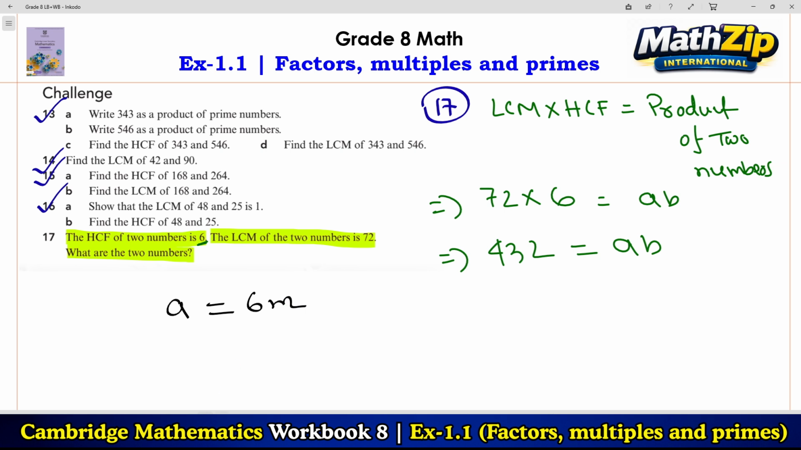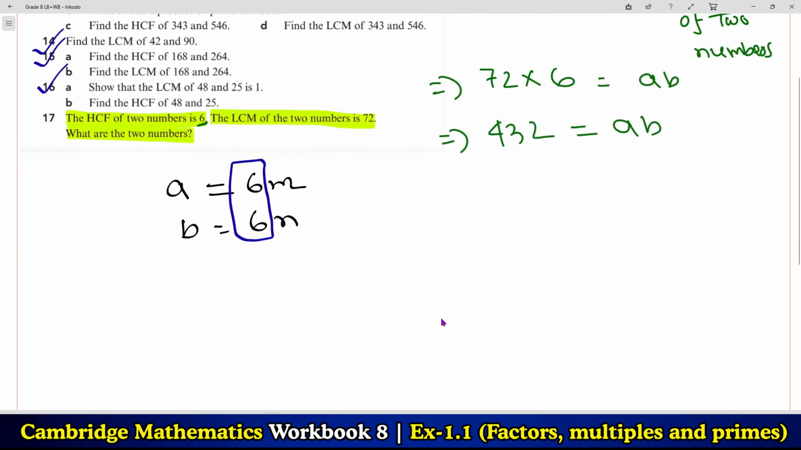Now we have to find the numbers such that A should be 6, let's say 6m, and B should be 6, let's say 6n. Why include 6? Because it's common, it's the HCF, right? It's true. Now the HCF is 6, it's okay. Now we have to find the other number. What is that? It can be 12, right?